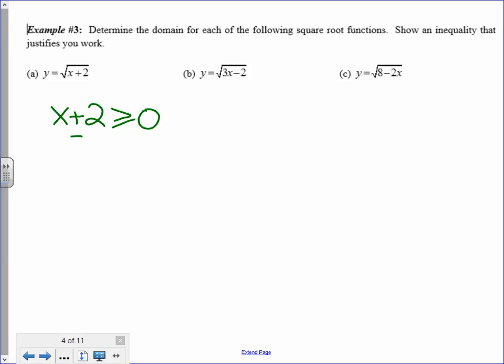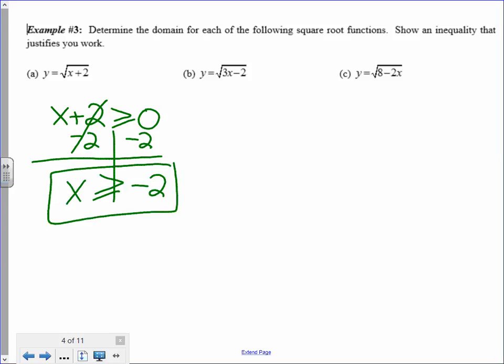So I would subtract 2 from both sides, and I get x is greater than or equal to -2. That's your domain. Any x value that's -2 or bigger, I can put into that function. Anything smaller than that is going to give me a negative. Okay? That's it. Do you kind of remember doing that long, long time ago? Kind of, vaguely. We're going to get good at it again.